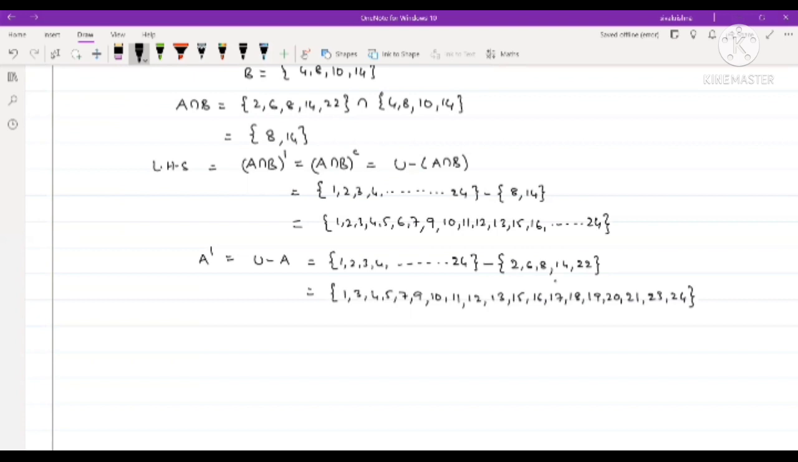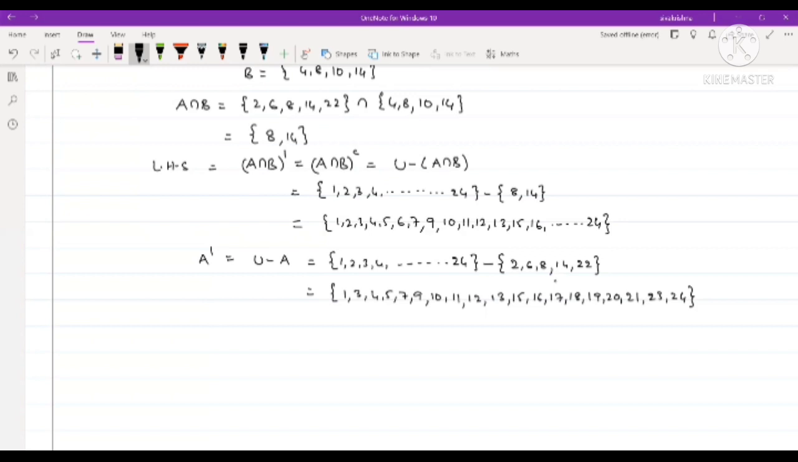So in U minus A, we cannot write the elements of capital A. The elements which are in capital A, those particular elements need not be written in the set U minus A. If you observe the set U minus A, in that set we do not have any element of A, so that is U minus A.